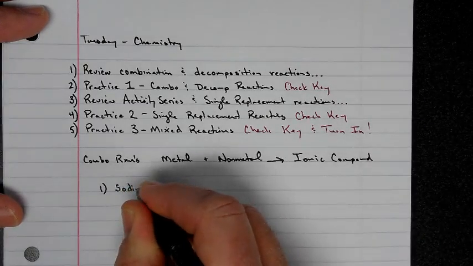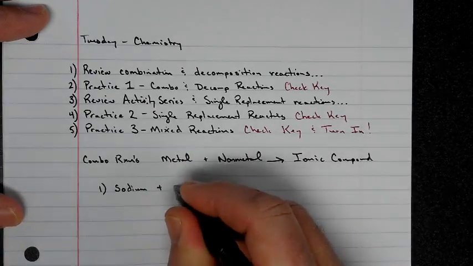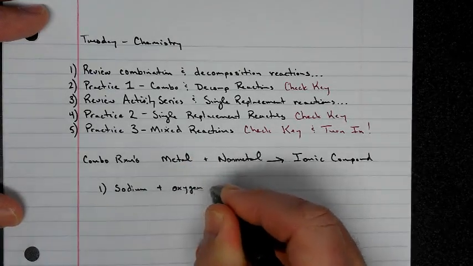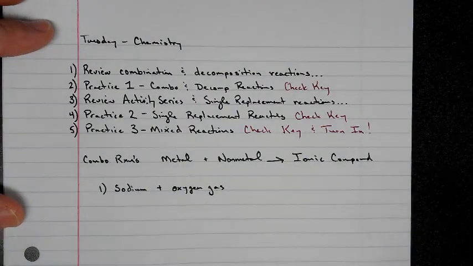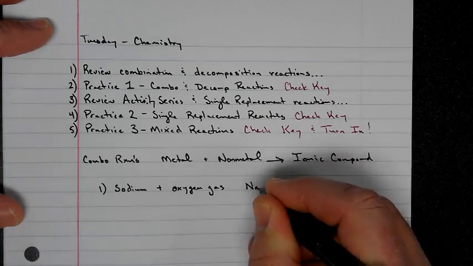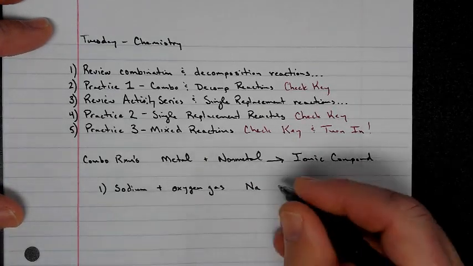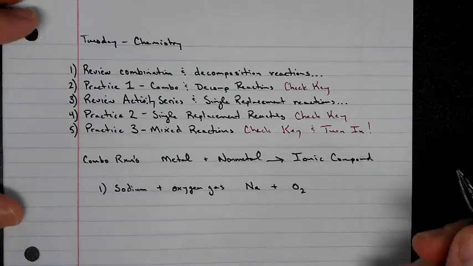Sodium, metal, reacts with oxygen gas. Predict the products and write a balanced chemical equation. The formula for sodium, Na. The formula for oxygen gas, not O, it's O2.